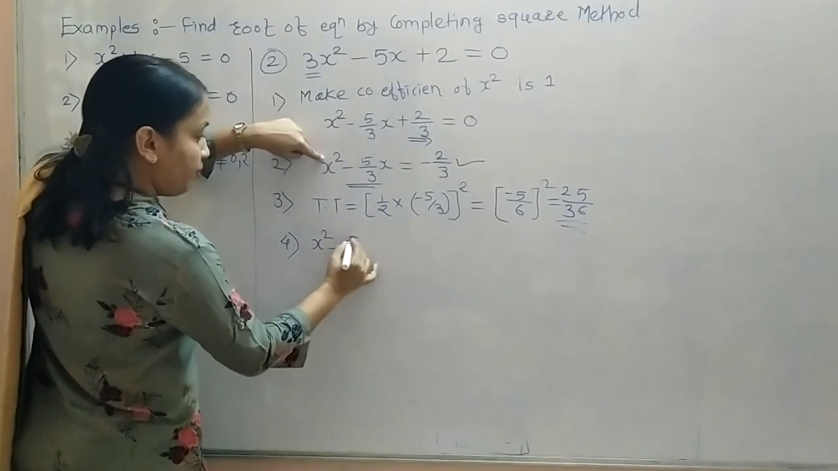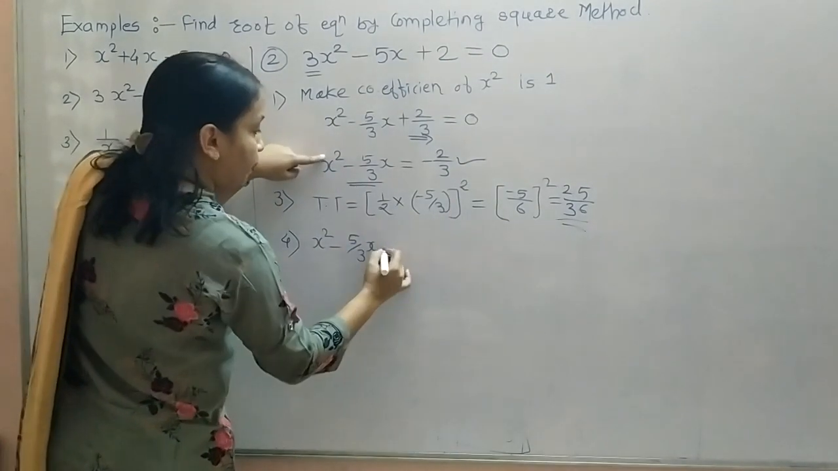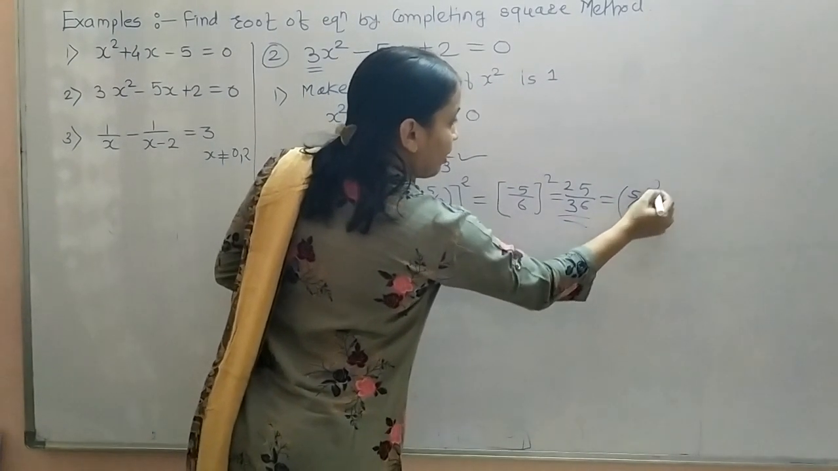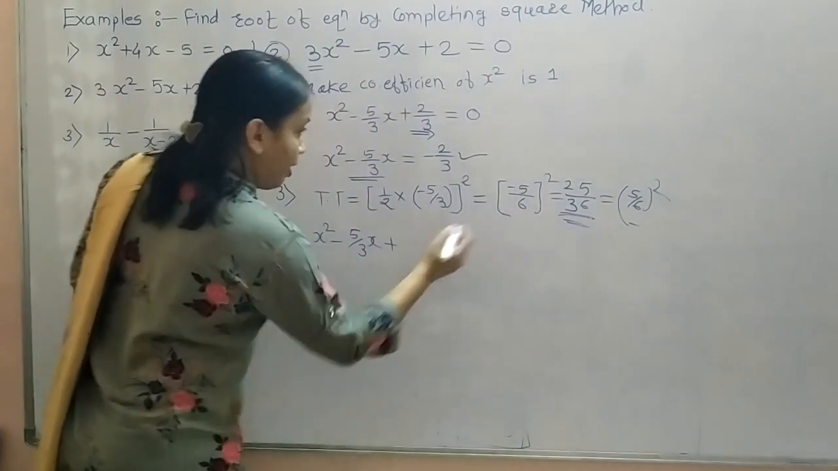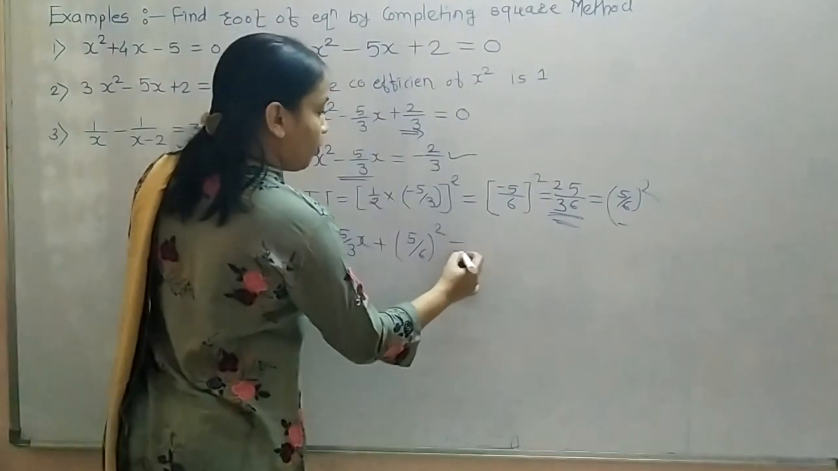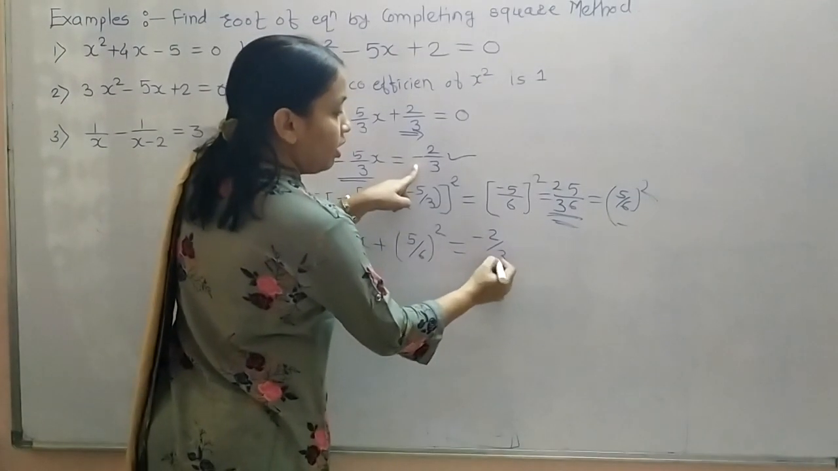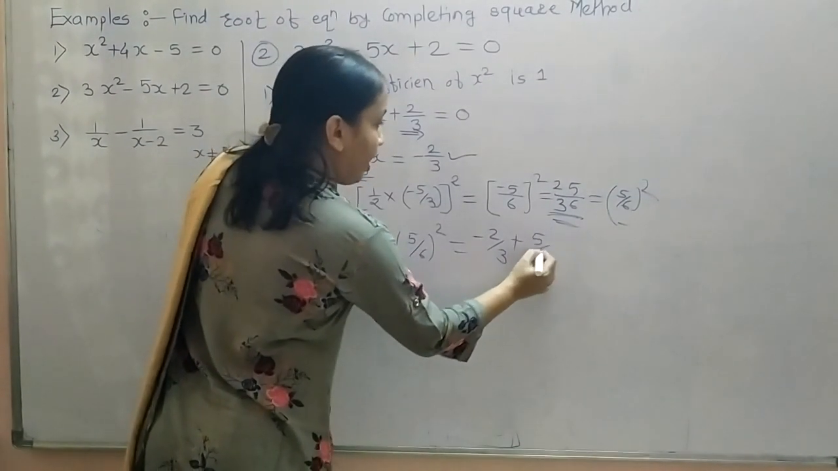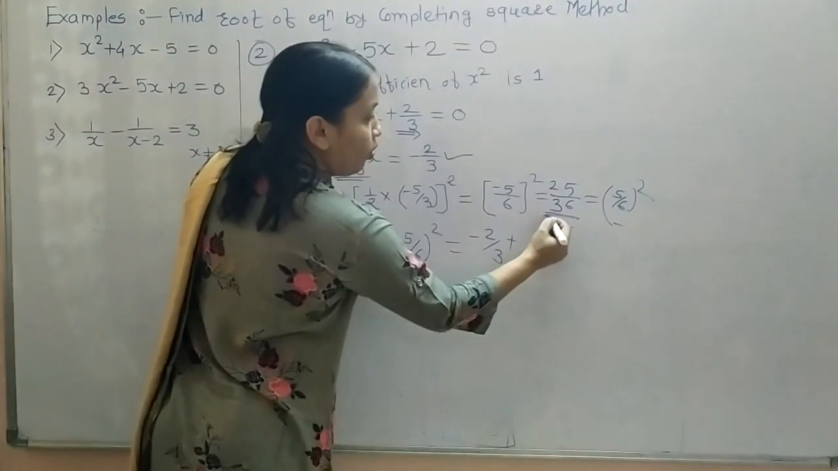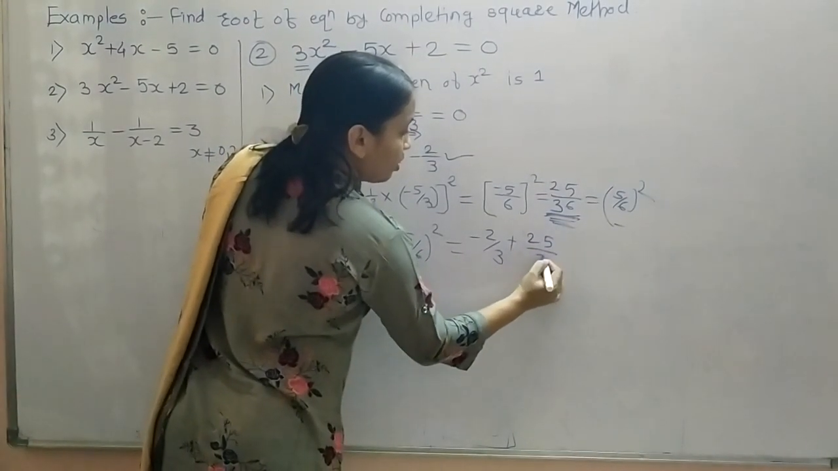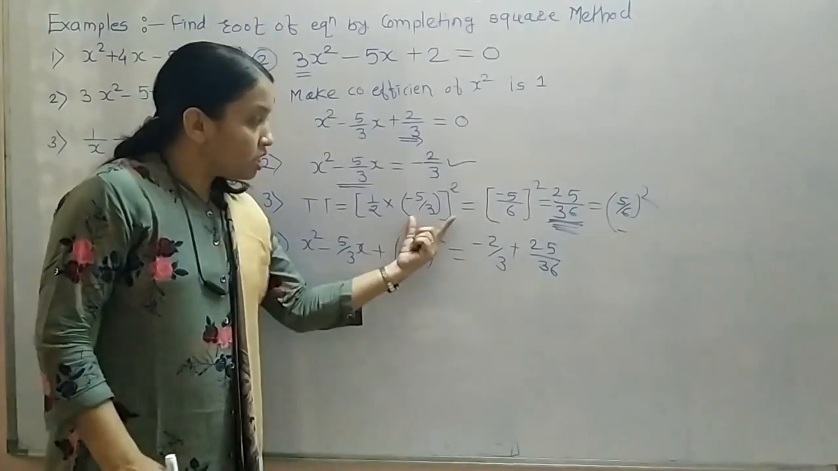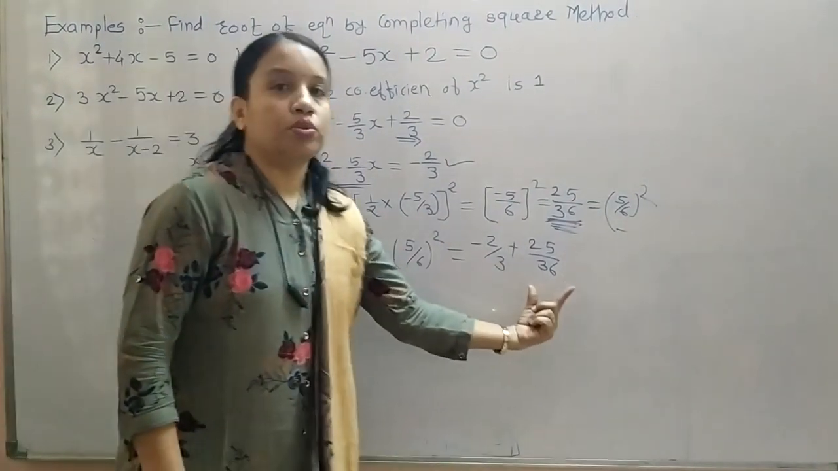Therefore x square minus 5 by 3x plus, you can just write it. How you can write? Direct 5 by 6 bracket square. Either you can use this or this. I am using that only. 5 by 6 bracket square, isn't it? Is equal to, here is minus 2 by 3 plus 5 by 6 bracket square. So rather than adding 5 by 6, I am writing it in simplified form, that is 25 upon 36. One and the same thing. Okay. And keep in mind, you are going to add this third term to the LHS and to the RHS.